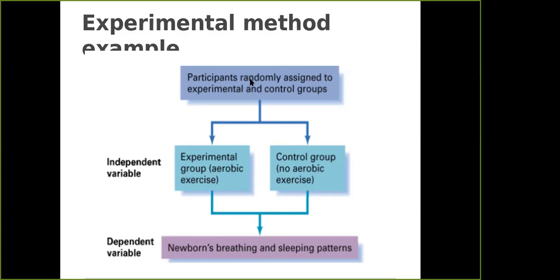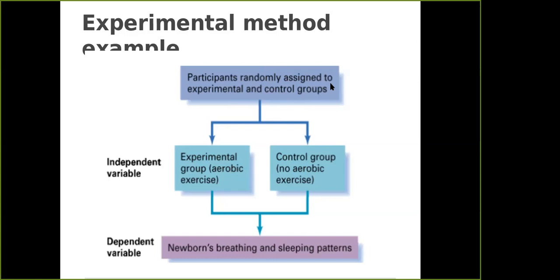And one of the words that's important is this randomly assigned, because it could be that there are differences in the people who are in this group and who are in that group that weren't caused by the aerobic exercise. It could be that these people were just different. And random assignment is the way that researchers try to wash out those differences that people bring with them.